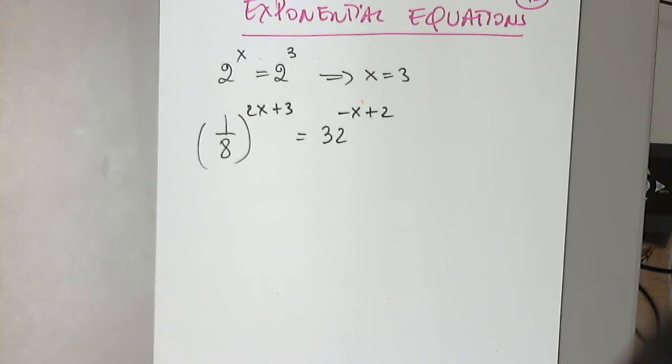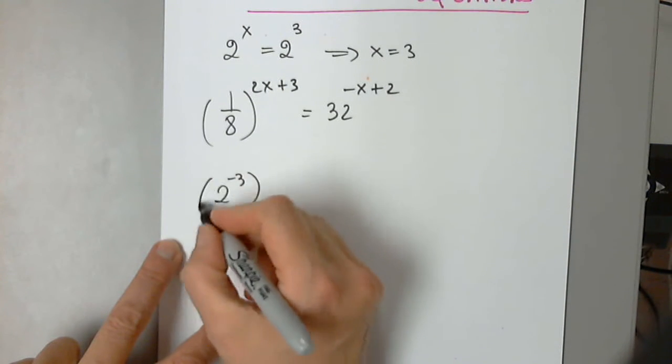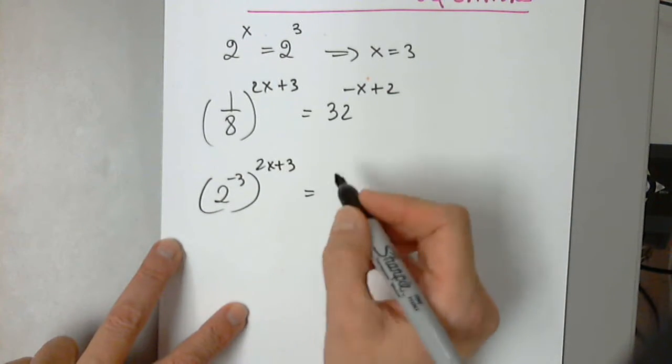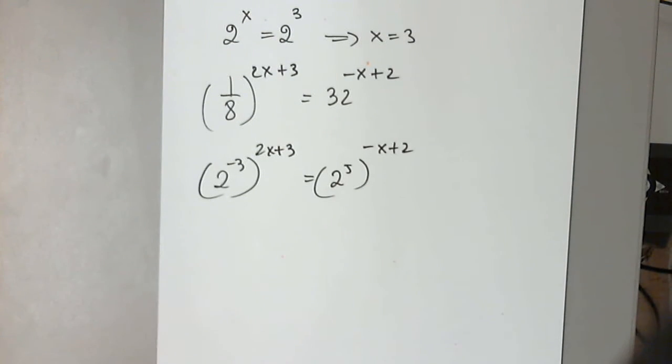Not true, it can be 3 or 5 or 10, it doesn't matter. But can I present them with the same base? And the answer is yes. Because 1 over 8 is 2 to negative 3, and 32 is 2 to the 5th. So this is still not a very difficult situation, because both sides could be presented with the same base.